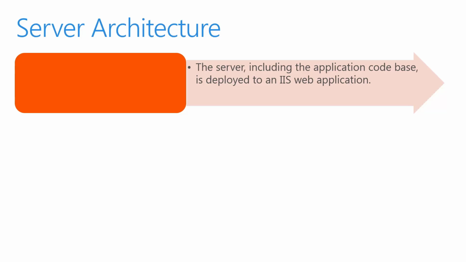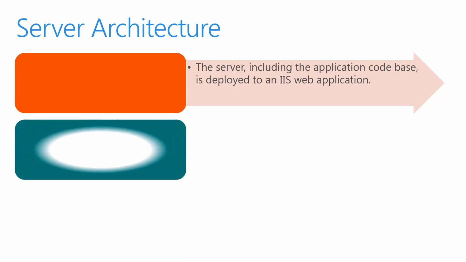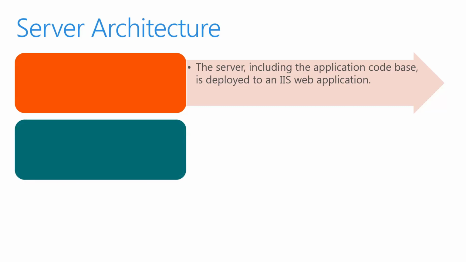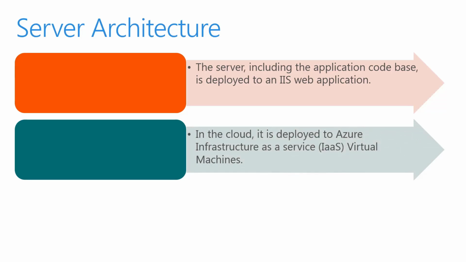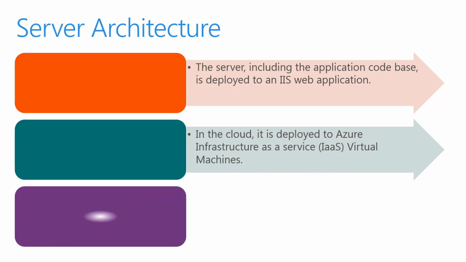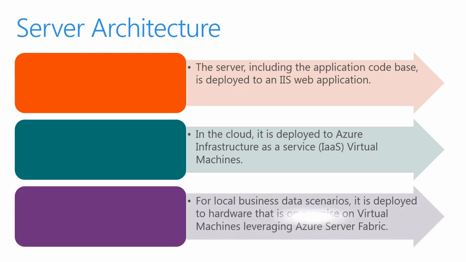The server, including the application codebase, is deployed to an IIS web application. In the cloud, it is deployed to Azure Infrastructure as a Service or IaaS virtual machines. For local business data scenarios, it is deployed to hardware that is on-premise on virtual machines.